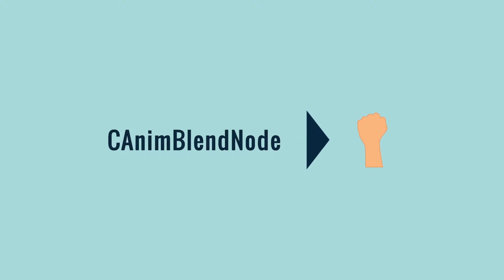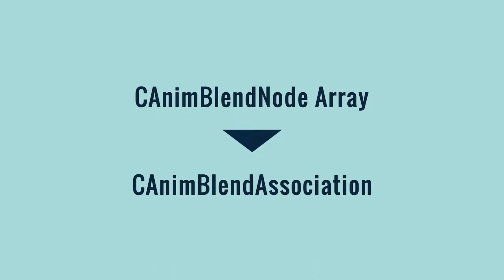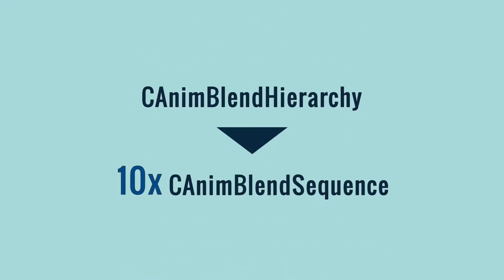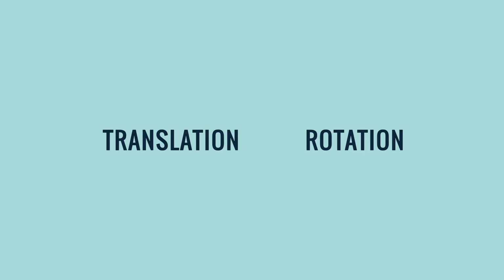CAnimBlendNode represents a body part or a bone just like CAnimBlendSequence, but the difference is that it is animated. An array of CAnimBlendNode is created for every CAnimBlendAssociation because this is where the magic happens. If the hierarchy of a CAnimBlendAssociation has 10 sequences, then there will be 10 blend nodes. It is responsible for deciding which keyframe to play for the bone or the body part, as a keyframe has rotation and translation values for the bone or the body part.